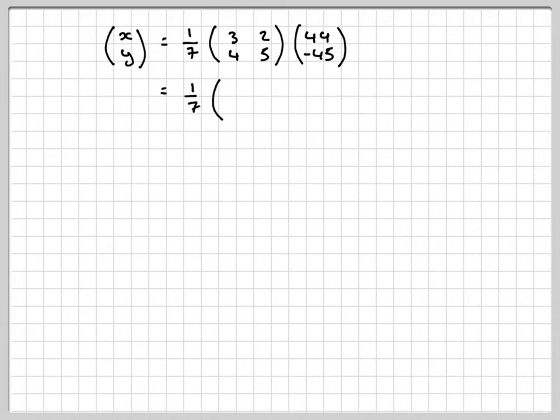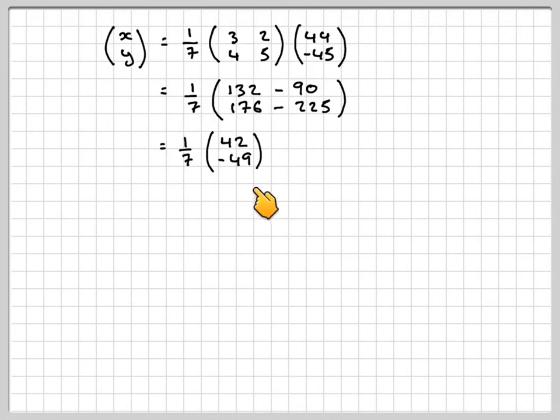Okay, so we've got the 1/7 out the front, so we do 3 times 44, which is 132, minus 2 times 45, which is 90, and 4 times 44, which is 176, minus 5 times 45, which is minus 225. Notice I kept the 1/7 out. Again, keeping it out, 132 minus 90 is 42, and 176 minus 225 is minus 49.